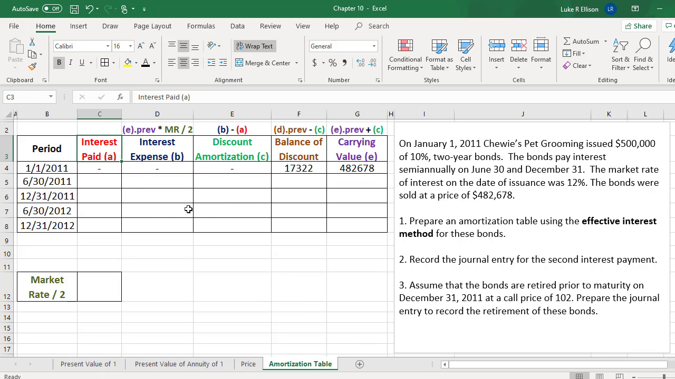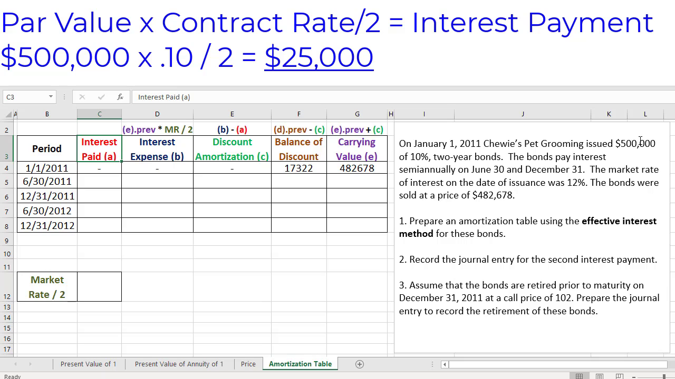The next thing we can do is calculate our interest payment for our interest paid column. The way we can do that is by taking the par value of $500,000, multiplying by the 10% contract rate, which is listed with the par value, and then dividing by 2, since these bonds pay interest semi-annually. And when we do that, we see that the interest payment is $25,000. And that's going to be the same number for each of the periods.